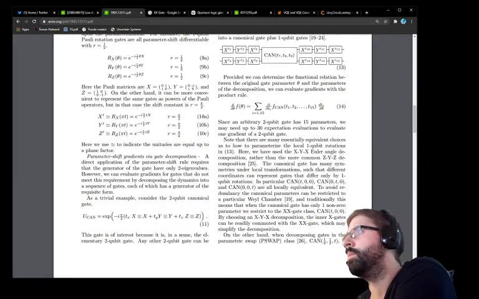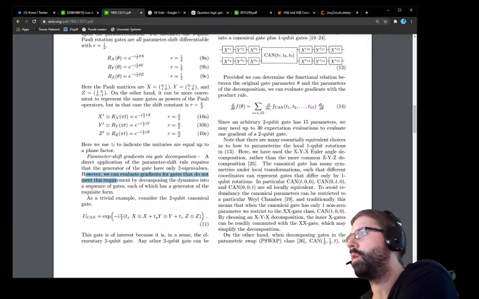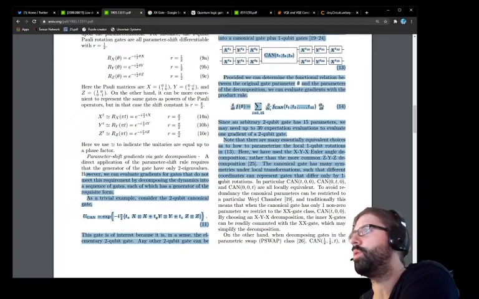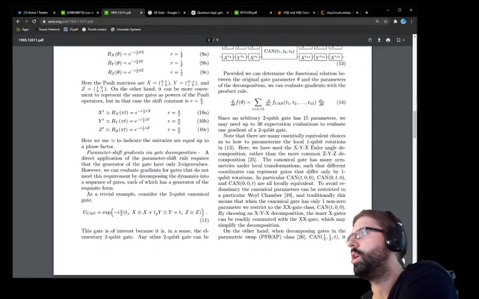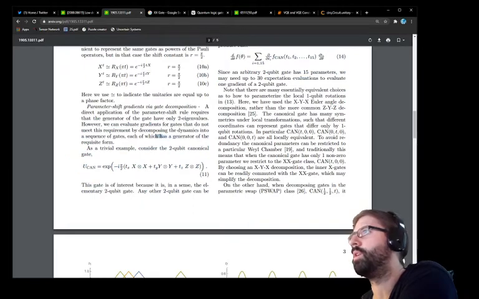Parameter shift gradient via gate decomposition. Okay. A direct application of the parameter shift rule requires that the generator of the gate have only two eigenvalues. However, we can evaluate gradients for gates that do not meet this requirement by decomposing the dynamics into a sequence of gates, each of which has a generator of the requisite form.